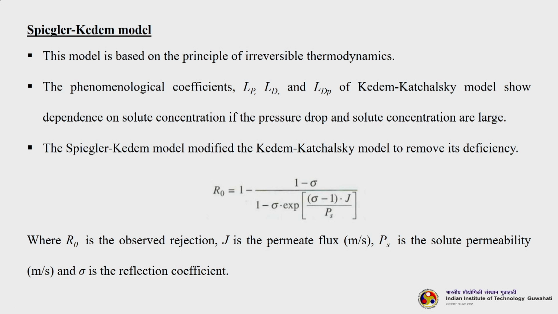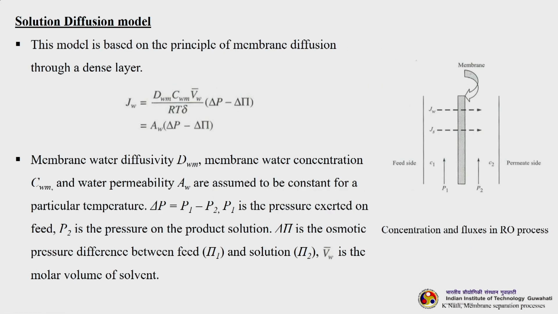So, the next model is the Spiegler and Kedem model. Now, this model is based on the principle of irreversible thermodynamics. The phenomenological coefficients Lp, Ld, Ldp of the Kedem-Katchalsky model show dependence on solute concentrations if the pressure drop and solute concentrations are large. So, this model modified the Kedem-Katchalsky model to remove its deficiency. We can write the rejection R equals 1 minus (1 minus σ) divided by 1 minus σ times the exponential of this particular term. R naught is the observed rejection, J is the permeate flux, Ps is the solute permeability and sigma is the reflection coefficient.